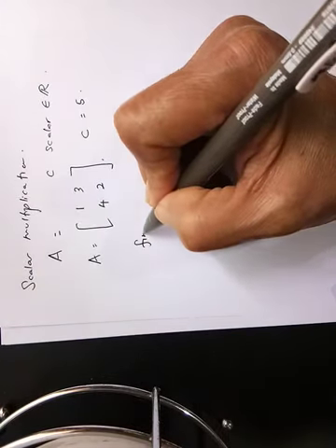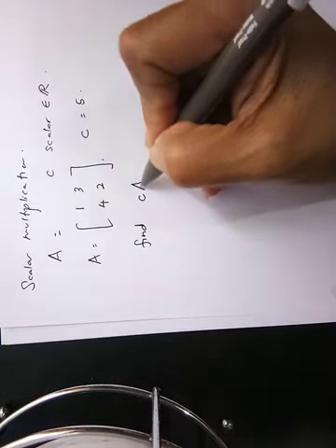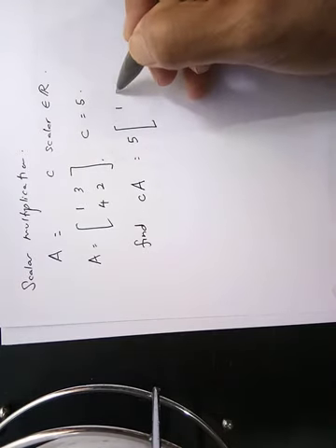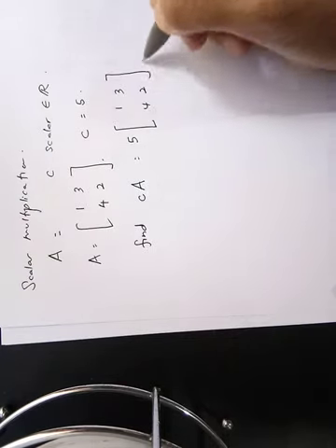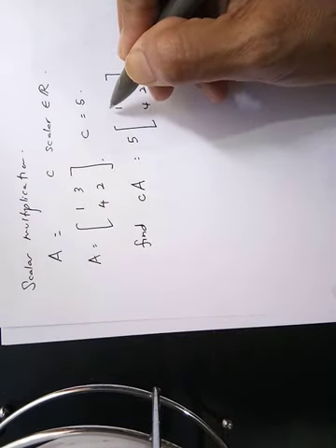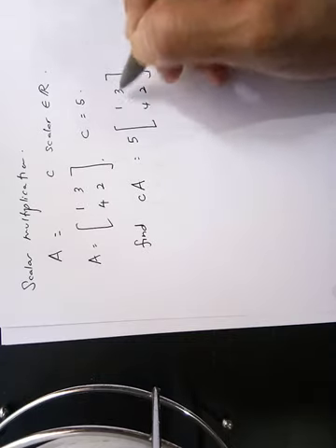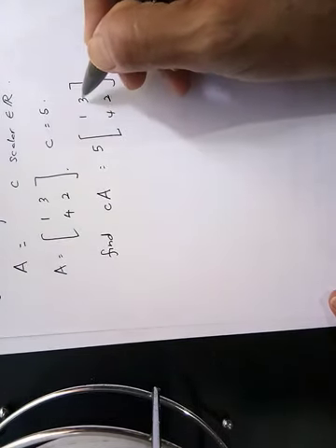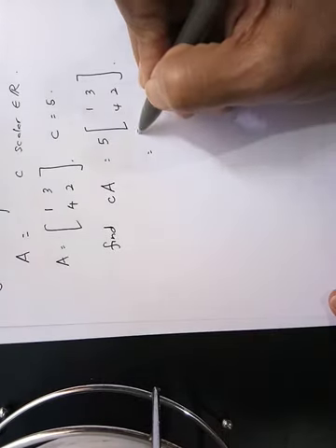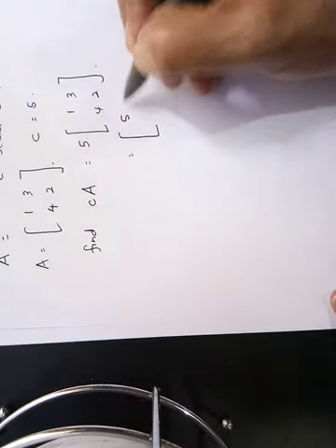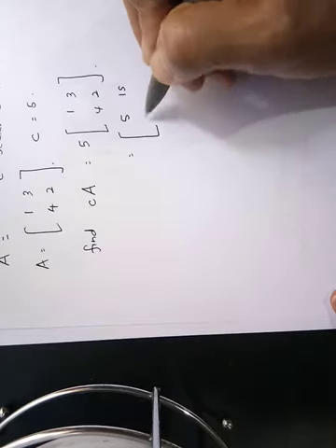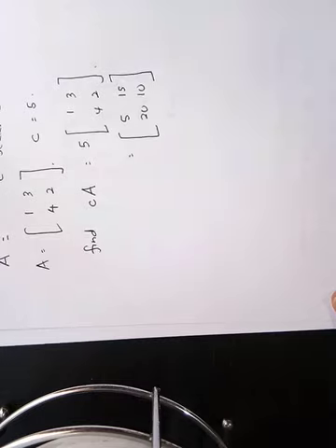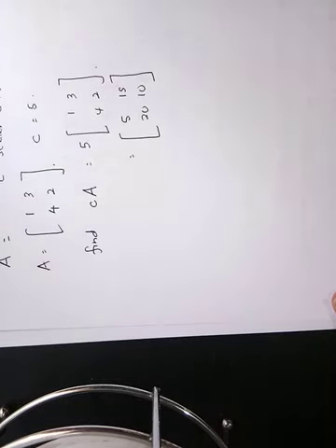Okay, find CA. So we have 5 as scalar multiplied by the matrix 1, 3, 4, 2. So we multiply scalar inside the matrix one by one. Okay, multiply it by each element in the matrix. So we have 5 times 1 is 5, 5 times 3, 15, 5 times 4, 20, and 5 times 2 is 10. That's it. Okay, so that is scalar multiplication.